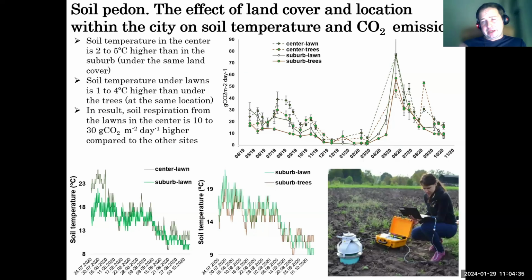When you work at the city level, for example, you compare the central part to the suburb, you can see the effect of the mesoclimatic conditions, the urban heat island, which we mentioned in the beginning. For example, we showed that soil respiration in the city center is almost 30% higher than at the suburb, and this is caused by extra heat, because the temperature was 2 to 5 degrees higher, and the moisture was lower. So you can talk about the urban heat island, but also the urban drought island effect.